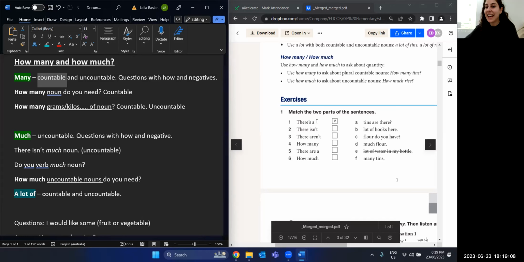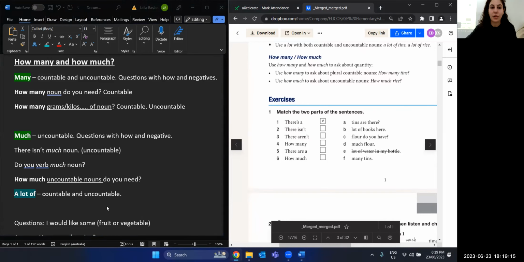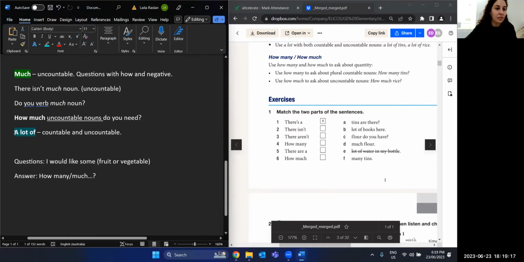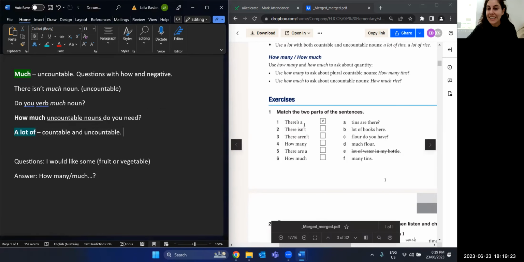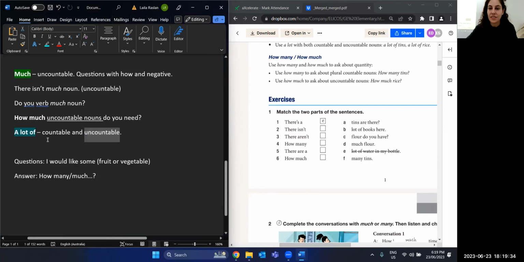So they've done number 1 for us. There's a lot of water in my bottle. So we're talking about a lot of. It just means, like, it's another word for many. We use it for both countable and uncountable. So I can see it's singular. There's a lot of water, and water is uncountable.